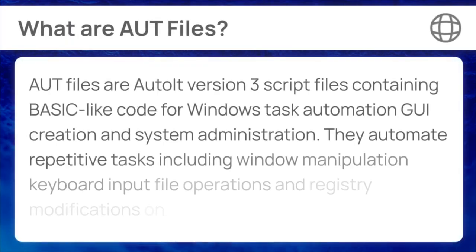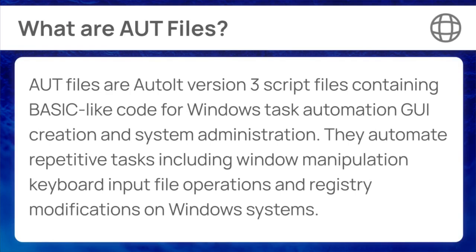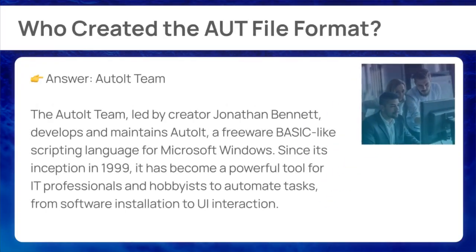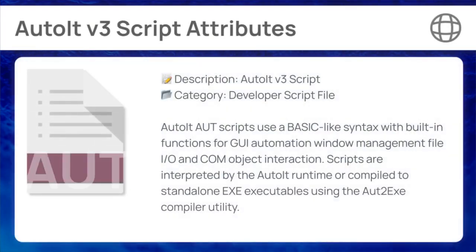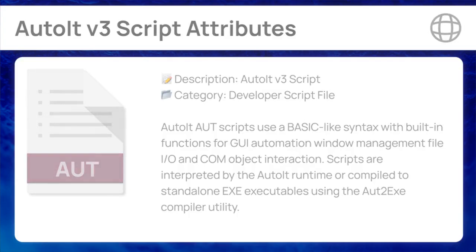AUT files are AutoIt version 3 script files, containing BASIC-like code for Windows task automation, GUI creation, and system administration. They automate repetitive tasks, including window manipulation, keyboard input, file operations, and registry modifications on Windows systems. AutoIt AUT scripts use a BASIC-like syntax with built-in functions for GUI automation, window management, file I/O, and COM object interaction. Scripts are interpreted by the AutoIt runtime or compiled to standalone EXE executables using the Aut2Exe compiler utility.